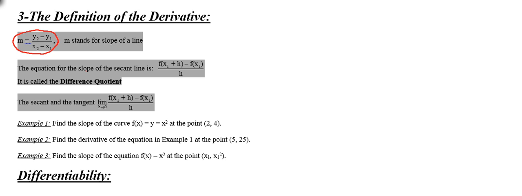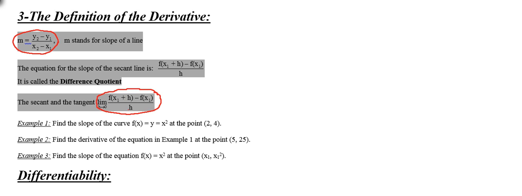The equation of the slope of the secant line is f of x1 plus h minus f of x1 over h. It is called the difference quotient. The secant and the tangent: the limit of f of x1 plus h minus f of x1 over h as h tends to 0. This is the definition of the derivative. When we are asked to find the derivative starting from the definition, we use this limit.